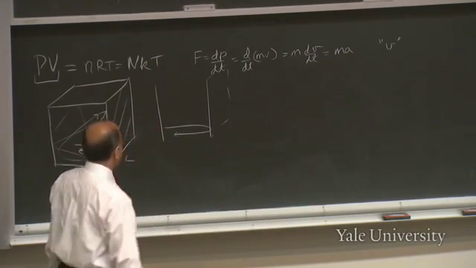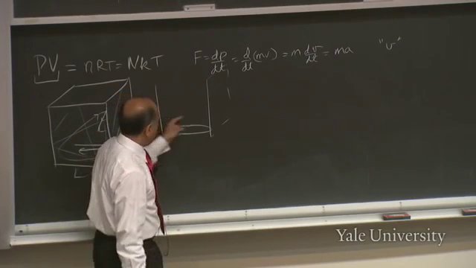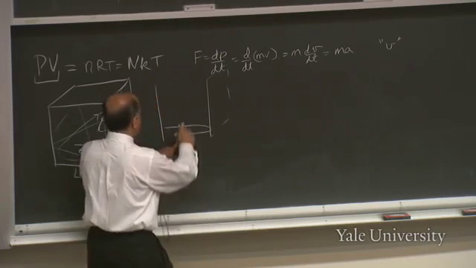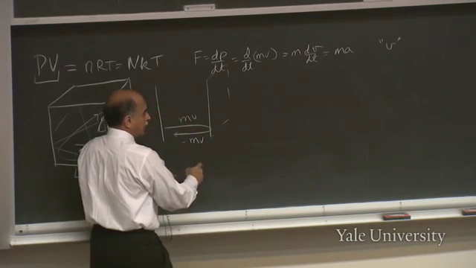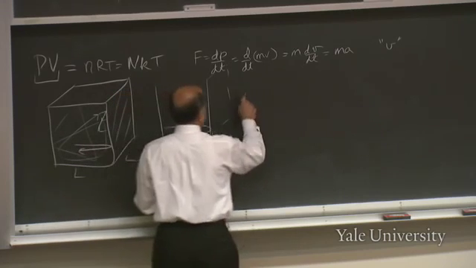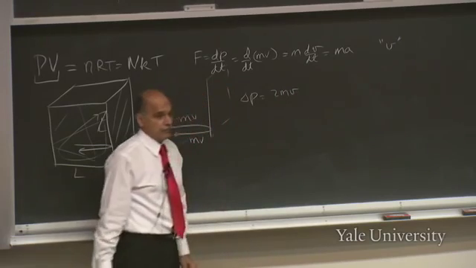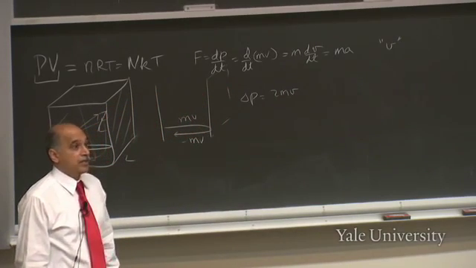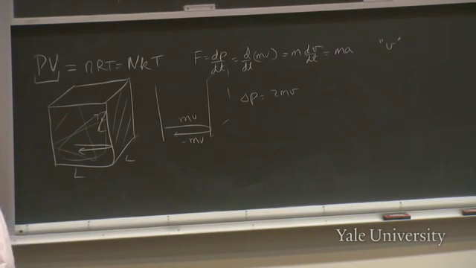So now you ask yourself the following question. Take one particular molecule. When it hits the wall and it bounces back, its momentum changes from mv to minus mv. Therefore, the change in momentum is 2mv. How often does that change take place? You guys should think about that first. How often will that collision take place?